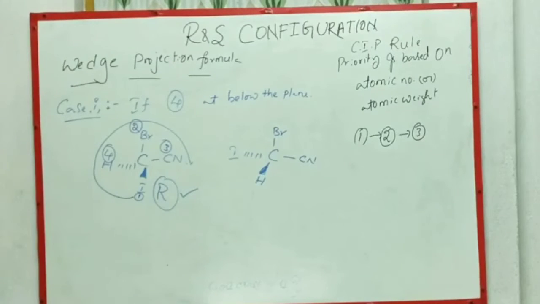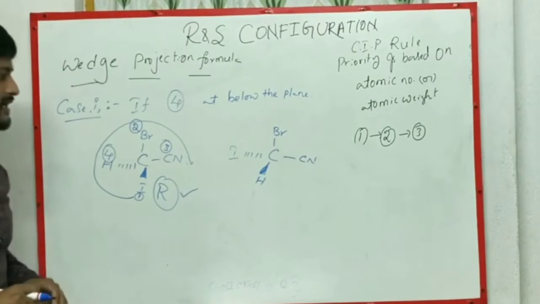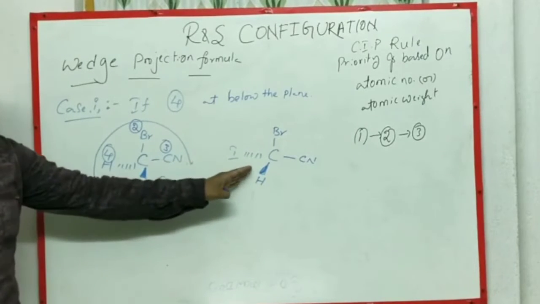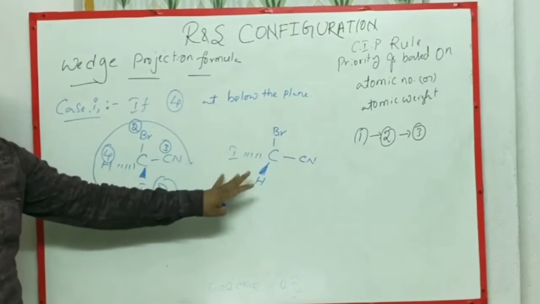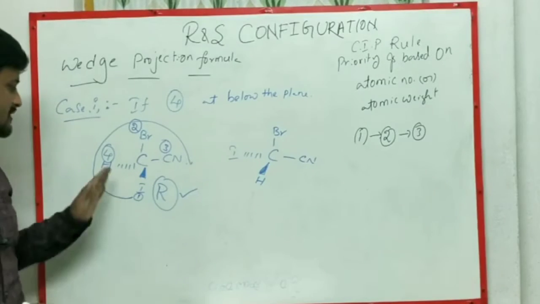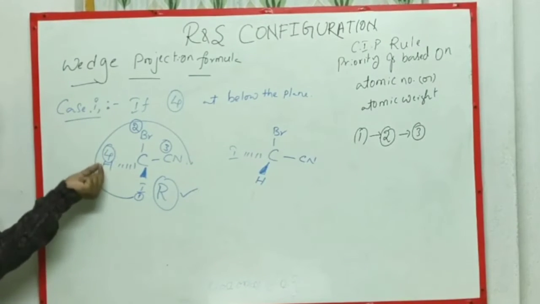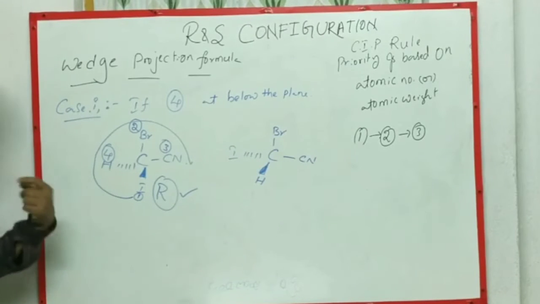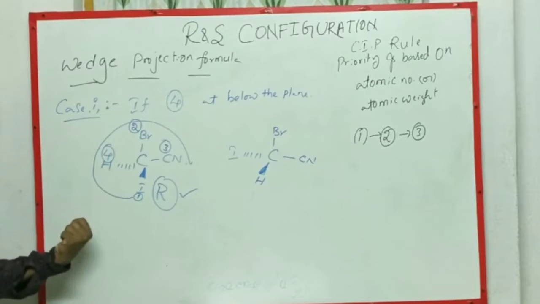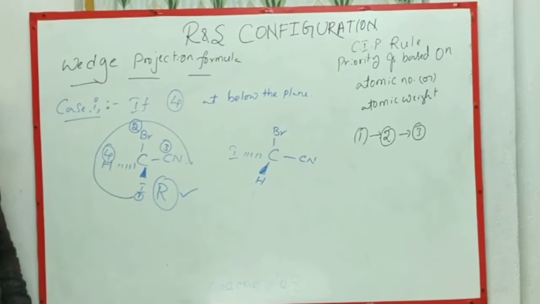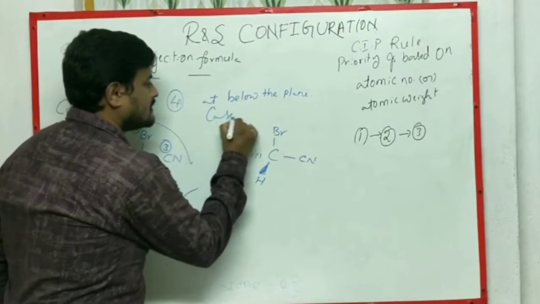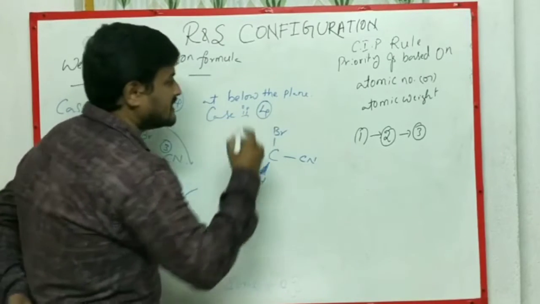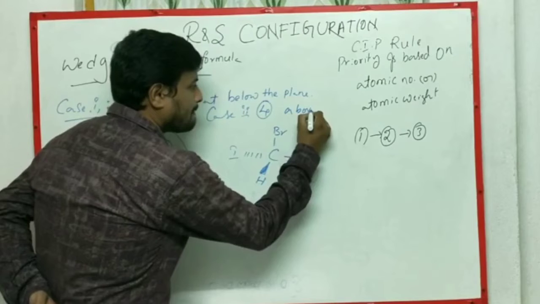Same example. Okay, in that case, this is the second case. Another case. This is the first one. It is clear whether the hydrogen, the fourth priority atom, is below the plane, then same as usual. In the second case, case 2, the fourth priority atom is above the plane.